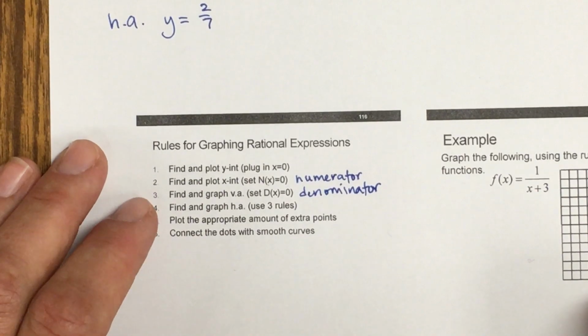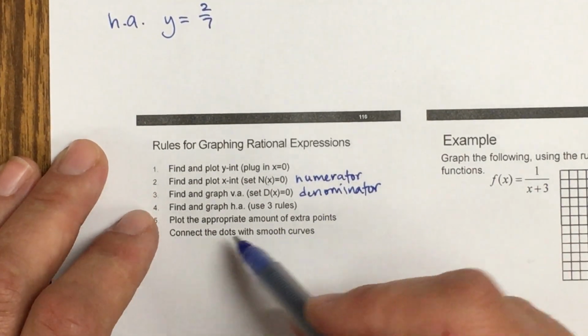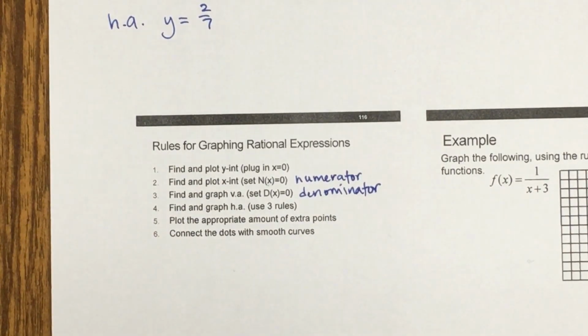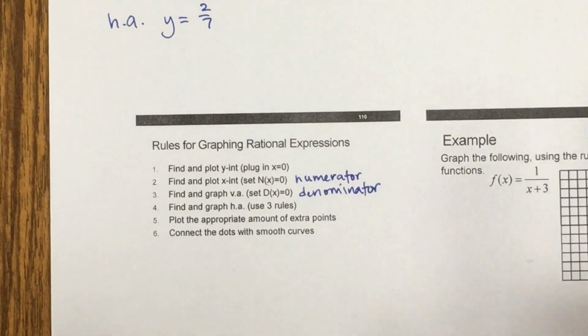Numerator and denominator. And then we're going to find our horizontal asymptote using the 3 rules, and then we're going to plot the appropriate amount of extra points, and I'll talk to you about what an appropriate amount of extra points is, and then we're going to connect the dots with a smooth curve.